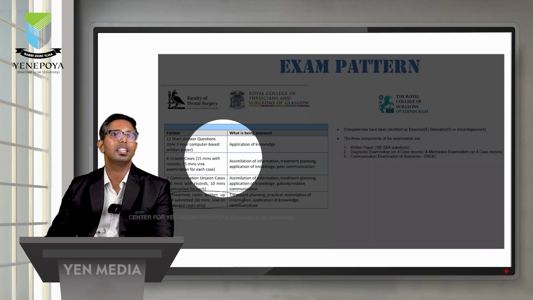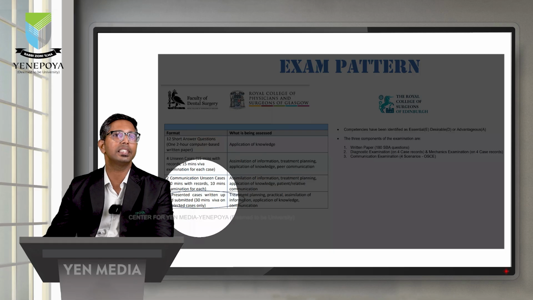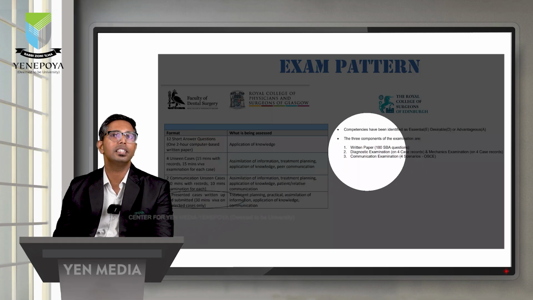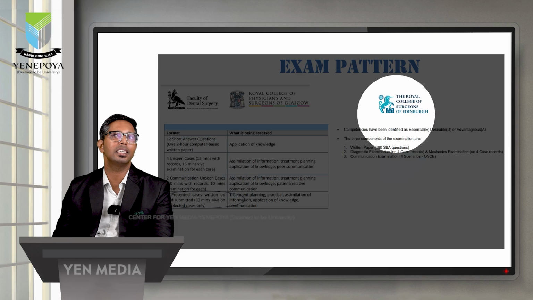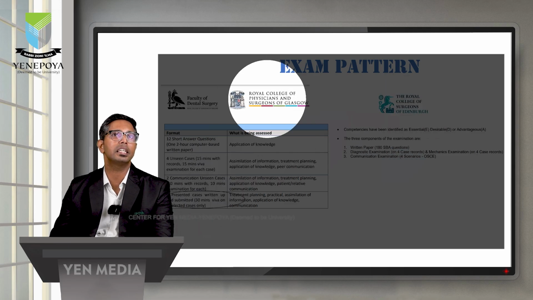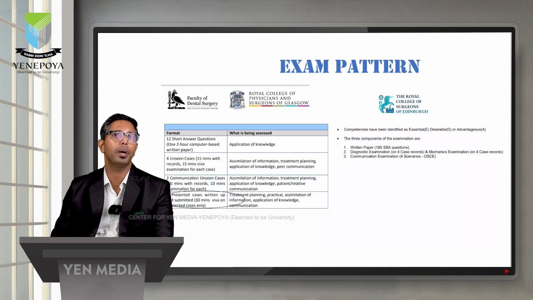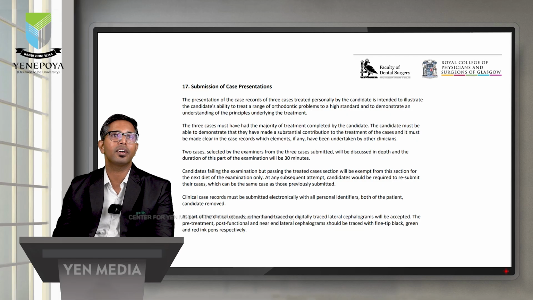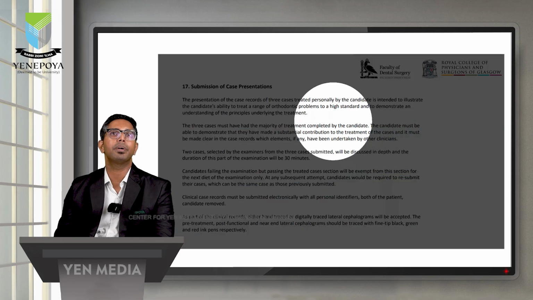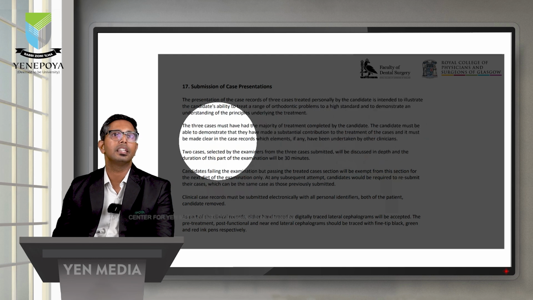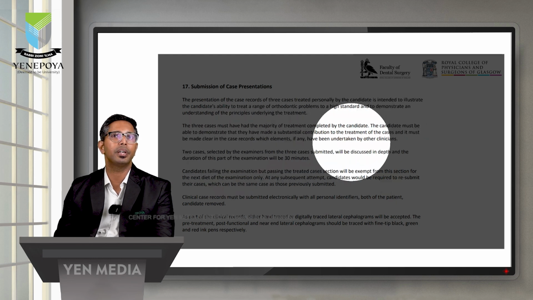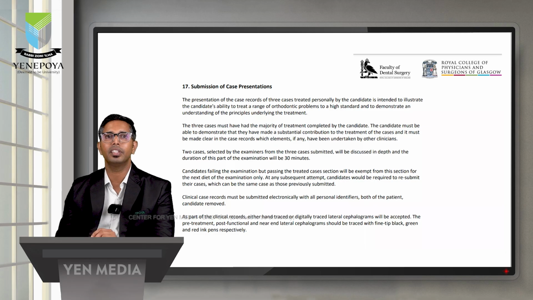Now, coming to the other thing, that is the presented cases. As you can see here, you don't have any presented cases in Edinburgh, but there are presented cases in Glasgow. That's what sets them apart. Submission of case records: it has to be personally treated by the candidates. The 3 cases must have had the majority of treatment completed by the candidate. 2 cases of them will be selected by the examiners, and the duration of this part of the examination will be 30 minutes. Candidates failing the examination but passing the treated case section will be exempted from this section.